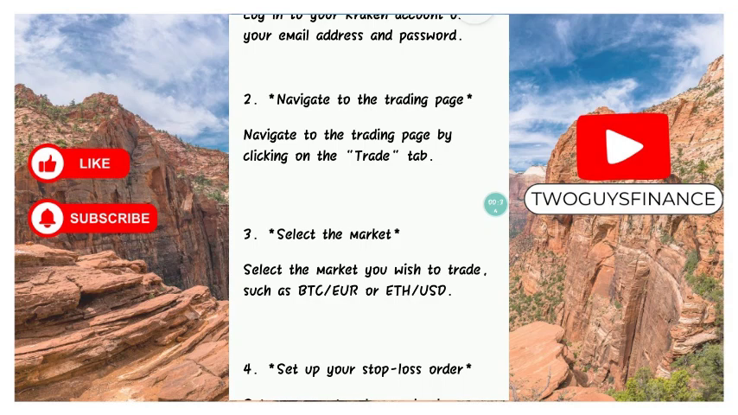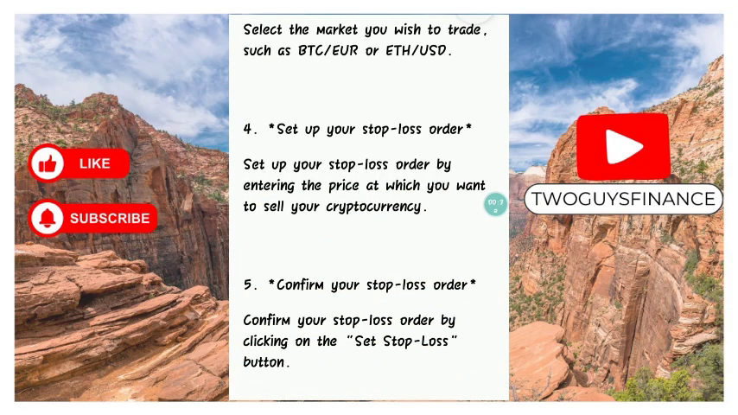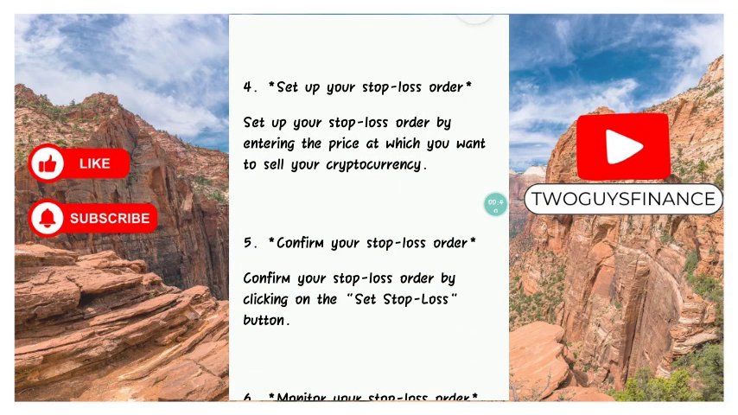Just go ahead and select the market, and then you can set up your stop loss order by entering the price at which you want to sell your cryptocurrencies. Once you've entered the price, you can confirm your stop loss order by clicking on the set stop loss button.